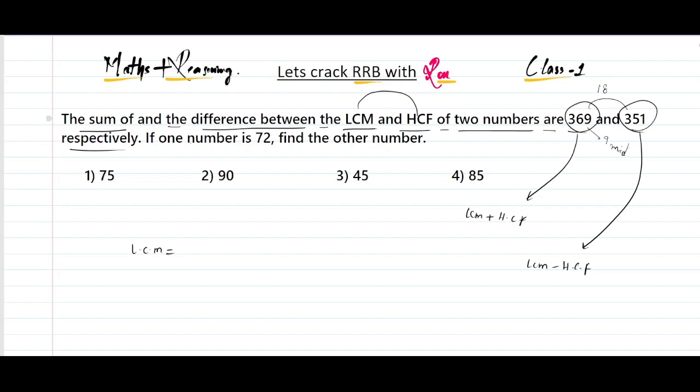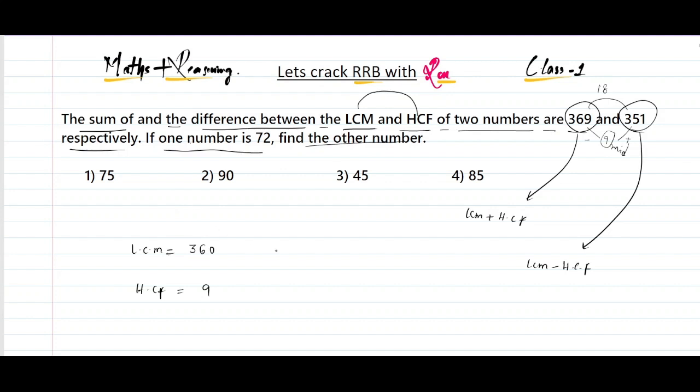So either 369 minus 9 or 351 plus 9, both are the same only, right? So LCM equals 360. Okay, what is the HCF? Simply the difference of the numbers divided by 2. What is the difference here? 18 divided by 2, 9 only. So HCF is 9. Okay, so here they said if one number is 72, what is the other number?